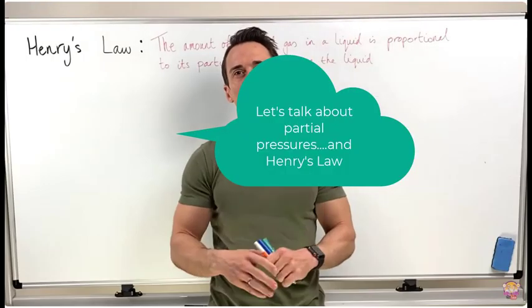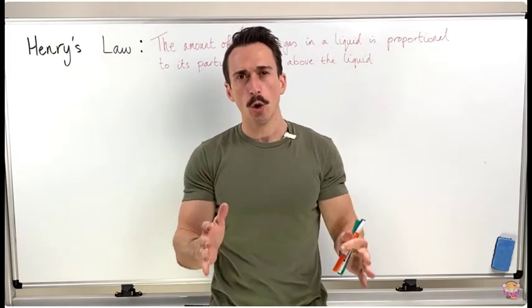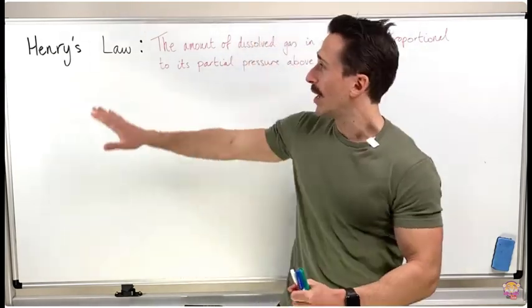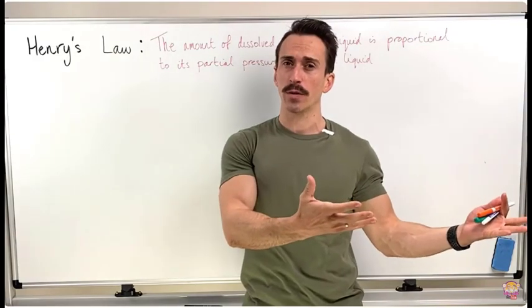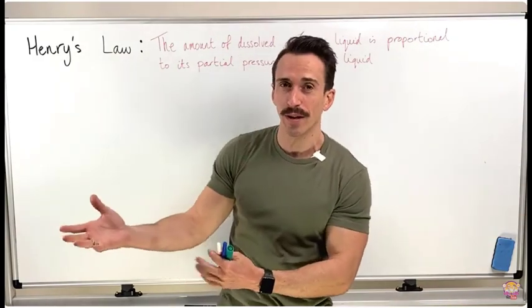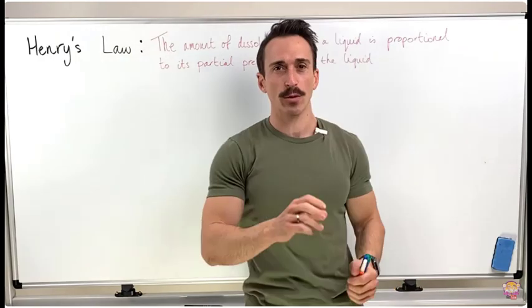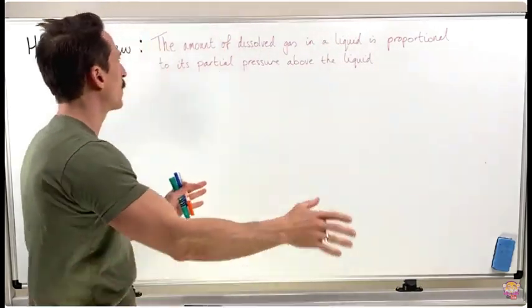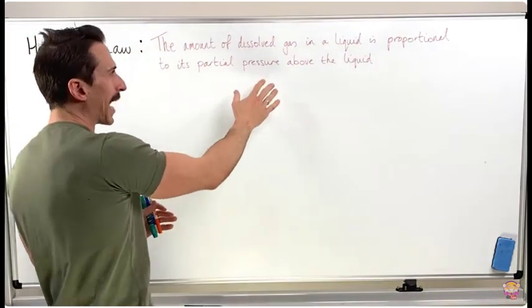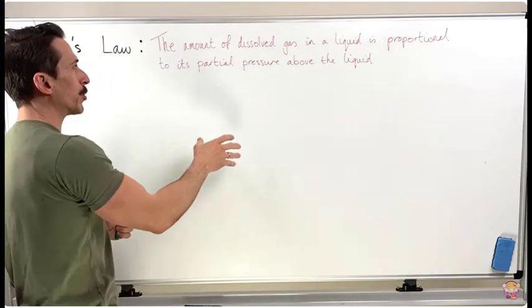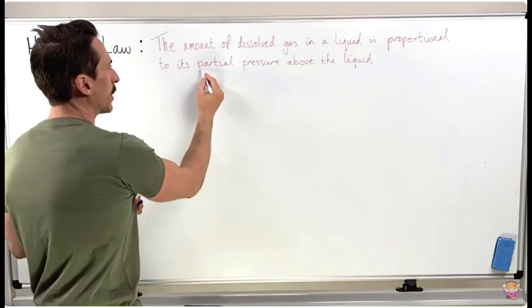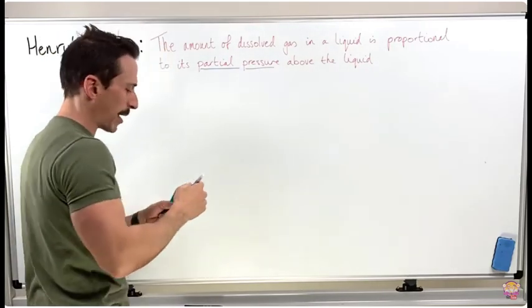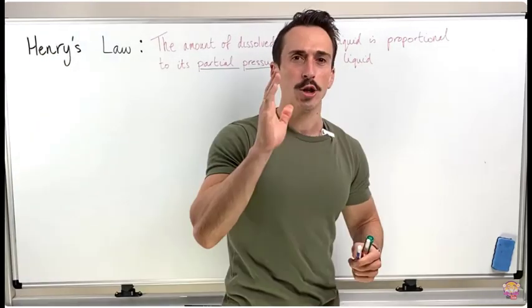In this video, we're going to take a look at an important law of respiratory physiology called Henry's law. Now, we've spoken about Boyle's law in a previous video, we've spoken about Dalton's law in a previous video, now it's time to talk about Henry's law. Henry's law states that the amount of dissolved gas in a liquid is proportional to its partial pressure above the liquid. So first thing is partial pressure. We spoke about partial pressures when we looked at Dalton's law.